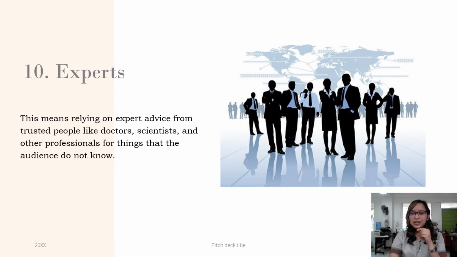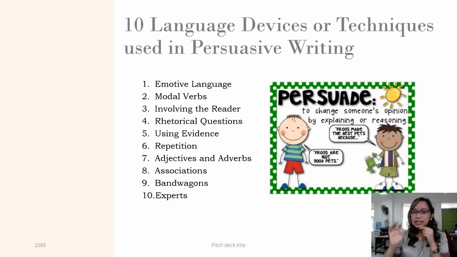Alright, so, let's recall the 10 language devices or techniques used in persuasive writing. We have emotive language, we have modal verbs. Number 3 is involving the reader. 4, the use of rhetorical questions. 5, using evidences. 6 is repetition. 7 is adjectives and adverbs. 8 is associations. 9 is bandwagons. And 10 is experts. So, let's go to your module.